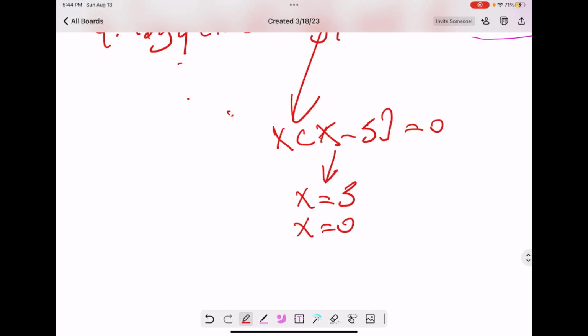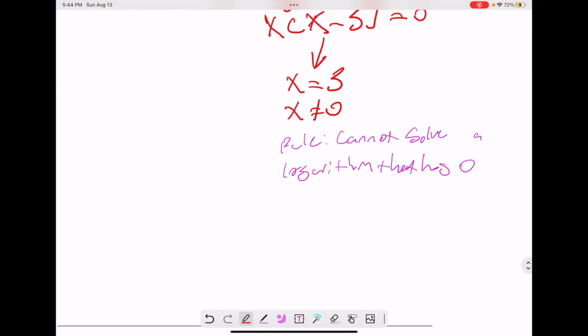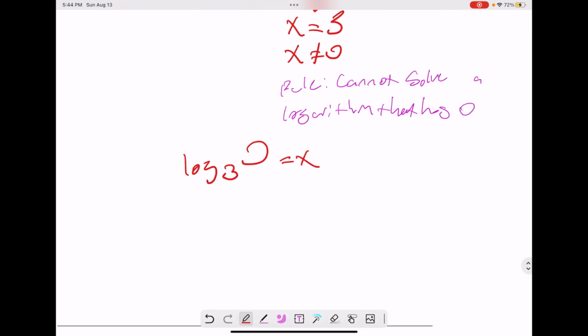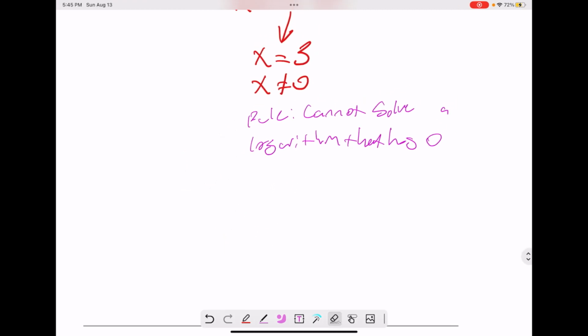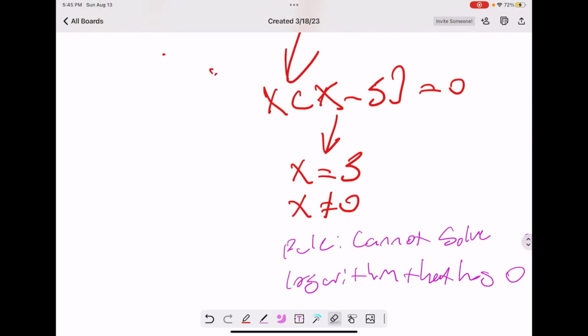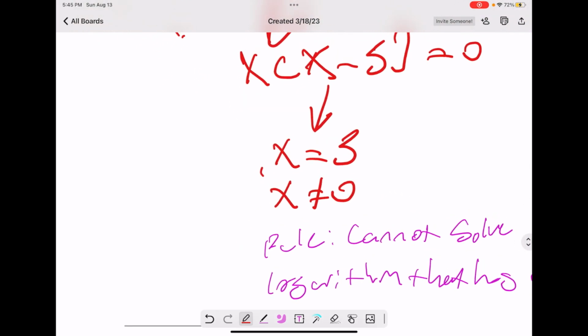But surprisingly, x does not equal 0, because this is called an extraneous solution, where you get a solution that makes complete sense, but it doesn't work in the original equation. The reason is another rule: log 3 of 0 doesn't make sense, right? Let's say it's equal to x, we plop the x here. We get 3 to the x equals 0, which we don't really know. So that's why you cannot do it. So x equals 0 is not an answer, and this is the real answer.